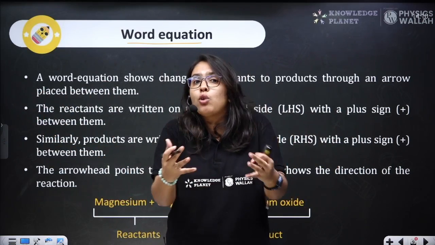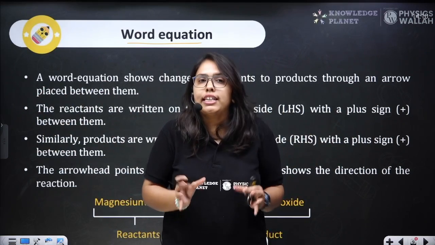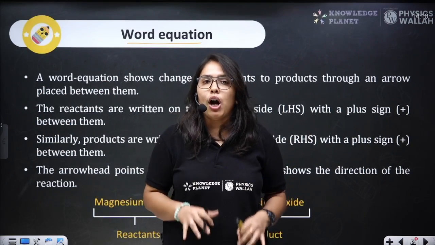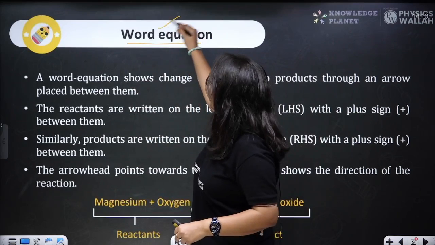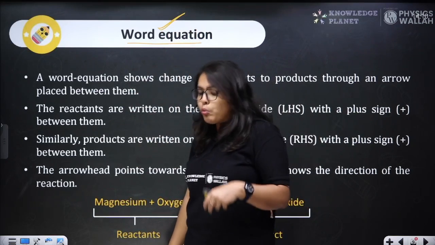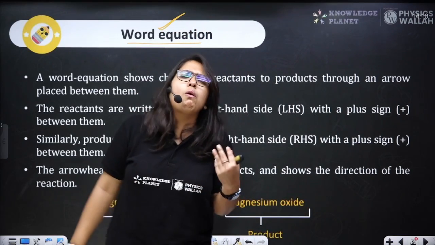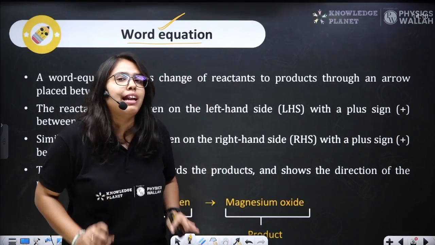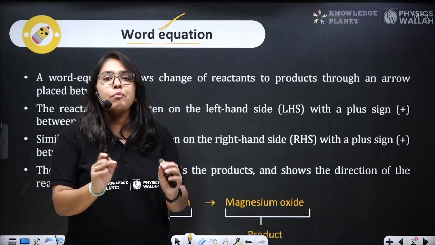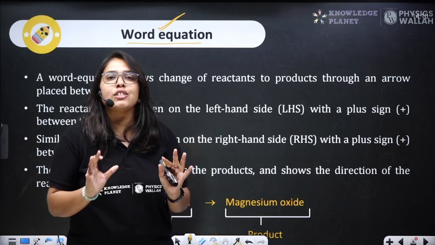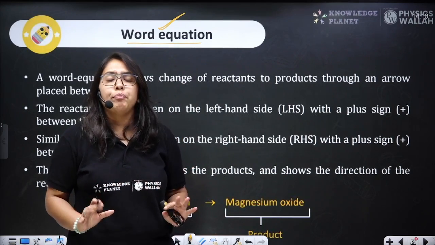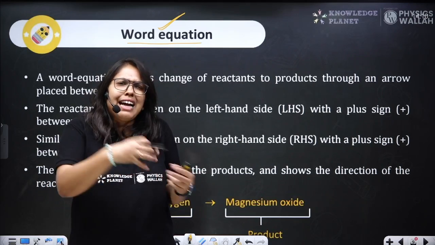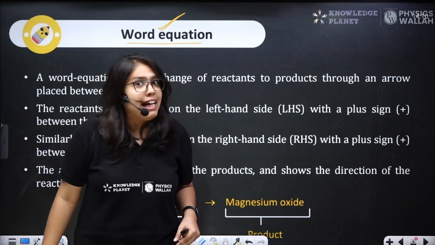You can also write it in the form of words, okay, with symbols involved. And such equations are known as word equations. Okay, the most famous example which people take and which you have performed in the laboratories is the burning of magnesium in the presence of air to give rise to magnesium oxide. Why is it so famous? Because of the dazzling flame that you see, is it not?